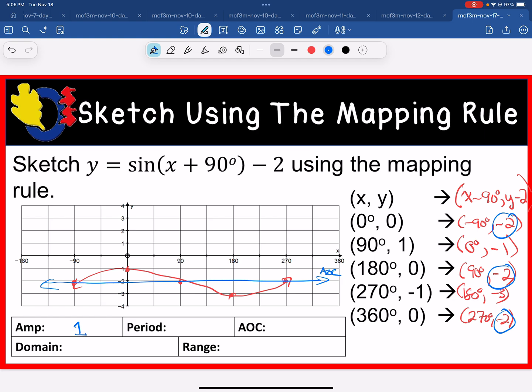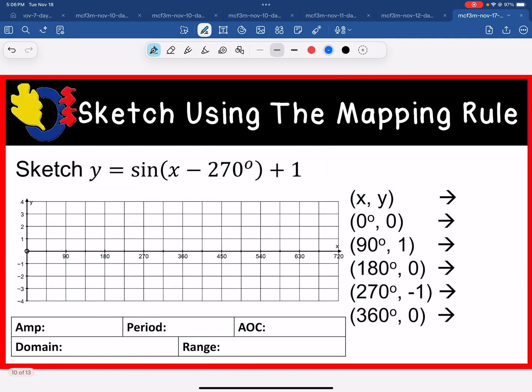So between my AOC and my max, or my AOC and my min. The period is 360 degrees. Axis of curve is at y equals negative 2. Domain: because my function continues, we would write x such that x is an element of the real numbers. And then y such that y is between and including the minimum, which is negative 3, and the maximum, which is negative 1, and y is an element of the real numbers because it includes all of the decimals in between there. Okay, so again, this is my min, and this is the max.